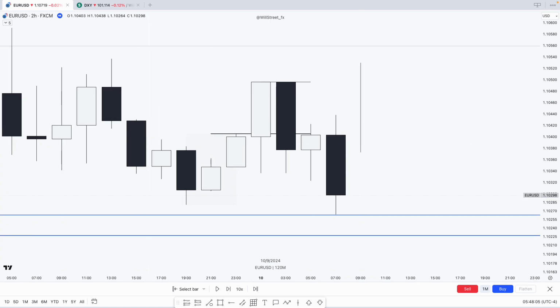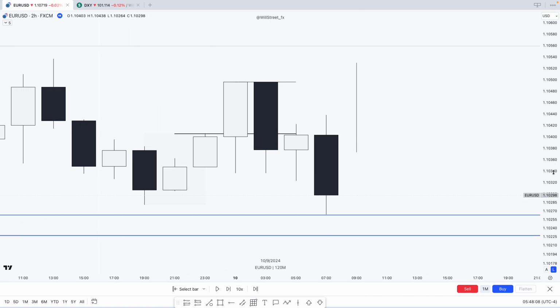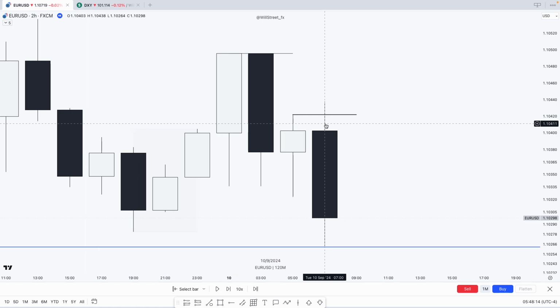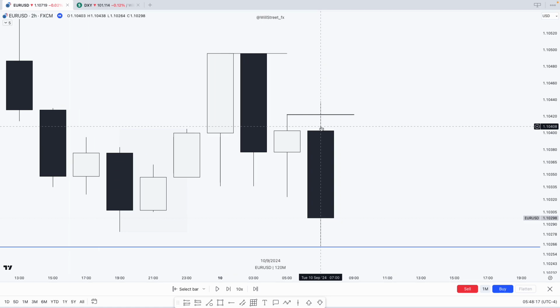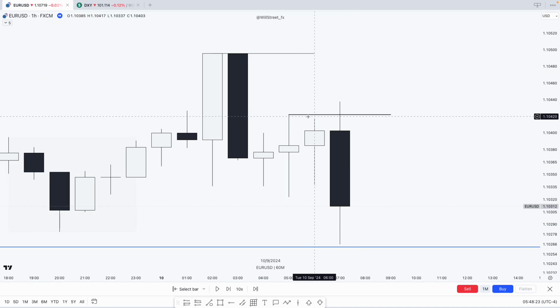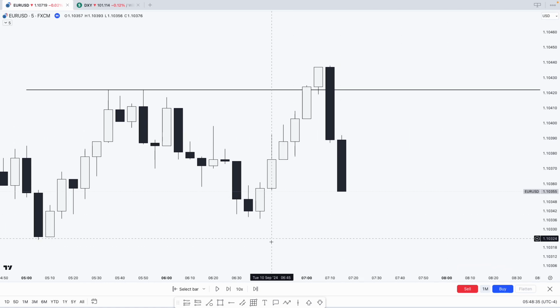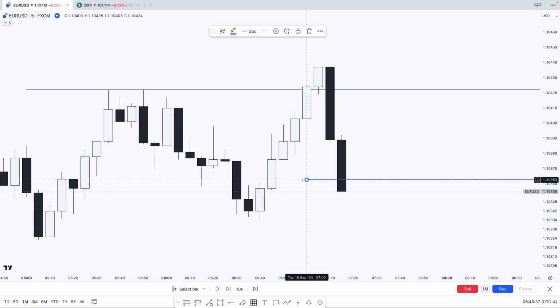We can go to 2 hours, and what do we see here? Another high time frame, right? In this case, it's 7 a.m. I'm not sure if we got some news here. No, we didn't. So here you see the 6 a.m. candle fails to make the higher high, and the 7 a.m. candle makes the higher high. So in this case, you want to find your entry on the first 15 minutes of the 7 a.m. candle.